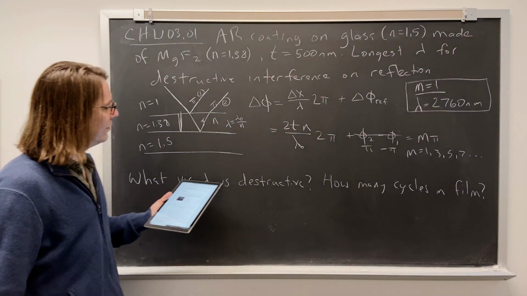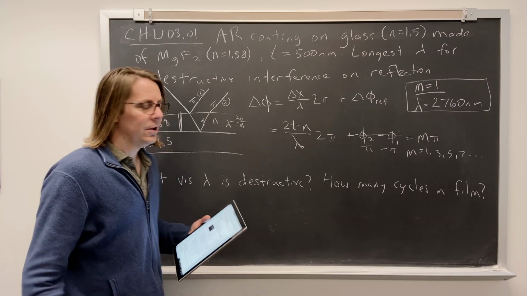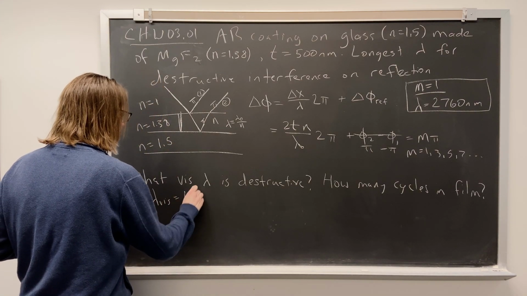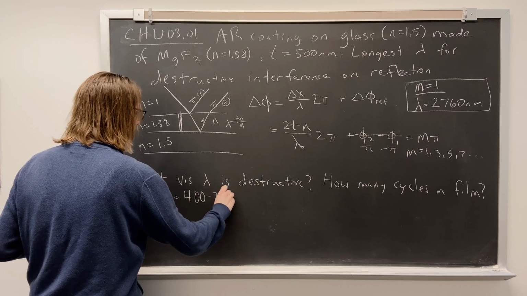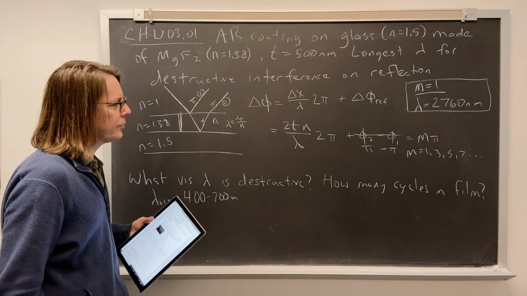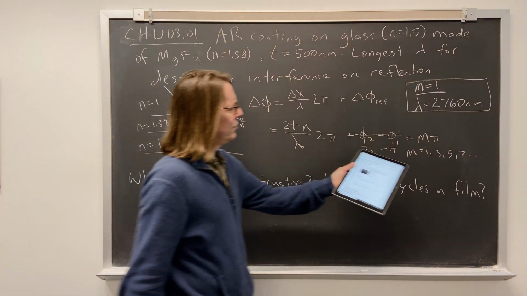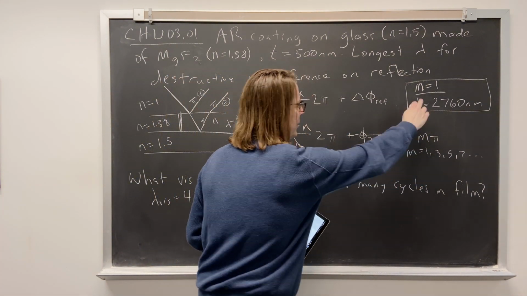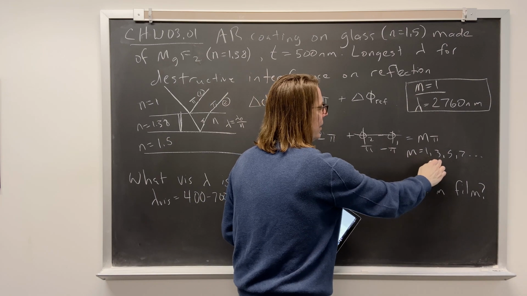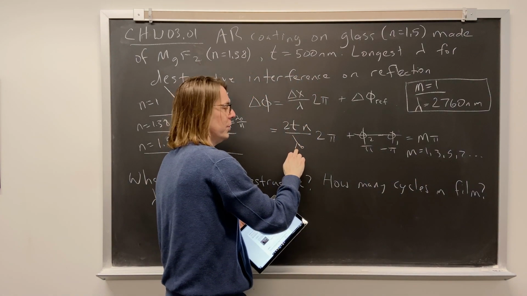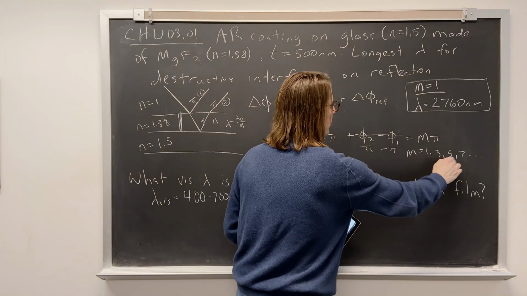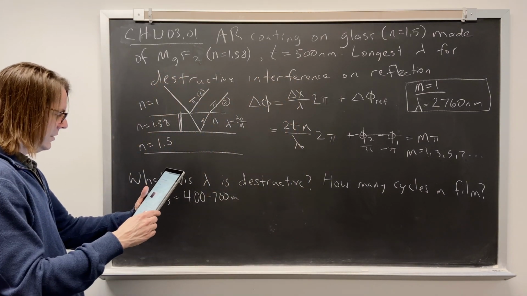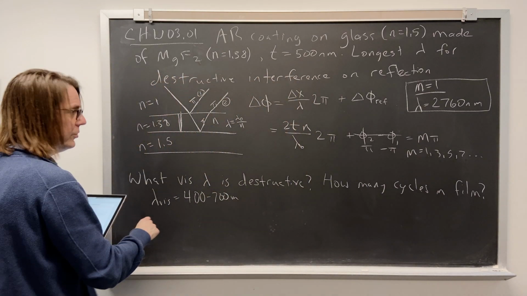What visible wavelength is destructive? Visible wavelengths are, and it tells you this, 400 to 700 nanometers. That's where we care. There's really not an intuitive way to know immediately. All you really do is plug in these different values. 2760 is not in the visible. The next number up is going to be a shorter wavelength, so let's see what that one is, and that one is, and that one is. So we're just plugging in more, and I have the answers here: m equals 2, or m equals 3.